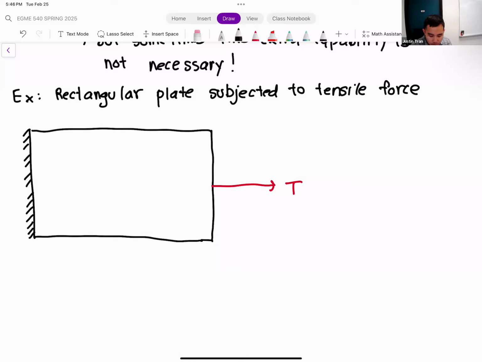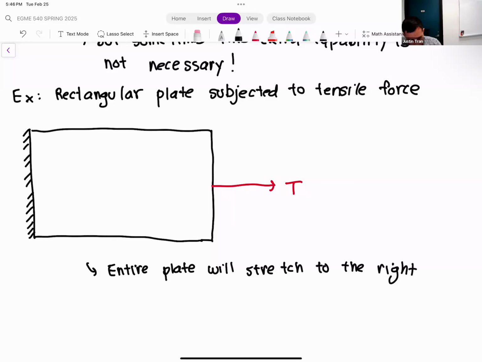All right, so what do we expect is going to happen? Generally what we expect is the plate is going to stretch out, so the whole entire plate is going to deform. It's going to be pulled to the right. But if you actually ran the simulation, what you're going to see is that the contour lines of the solution are all going to be vertical.